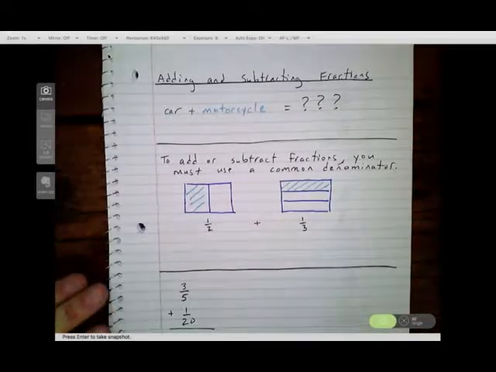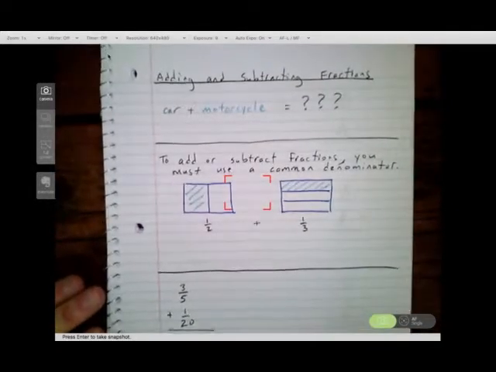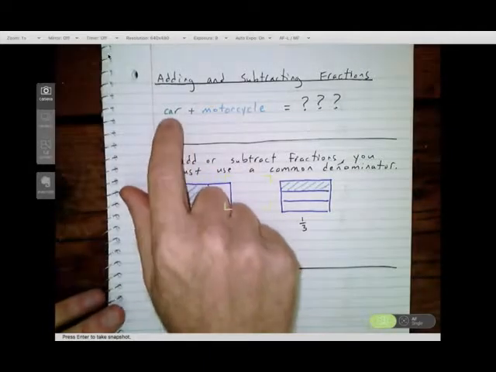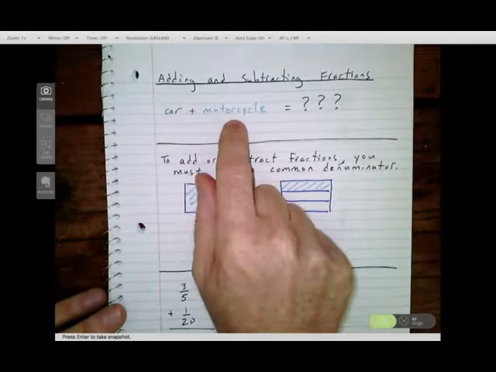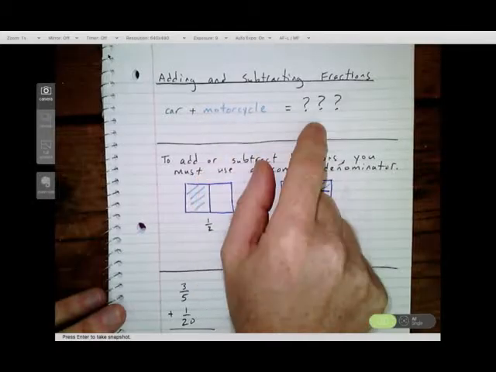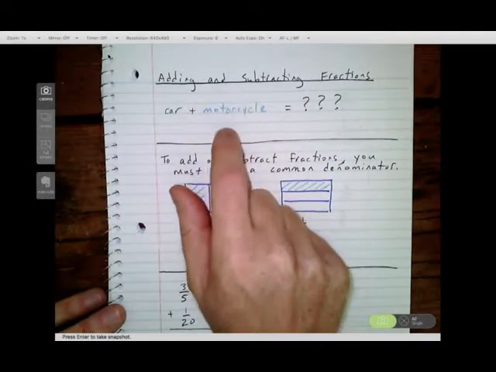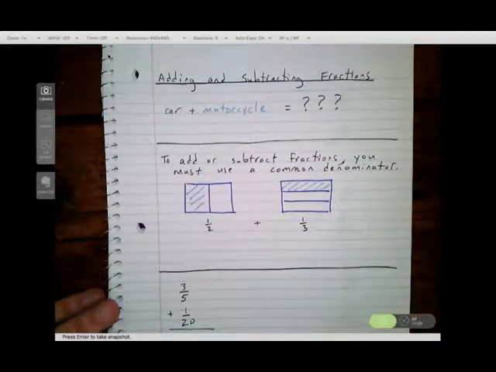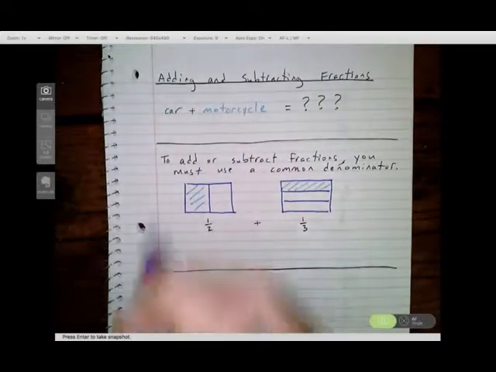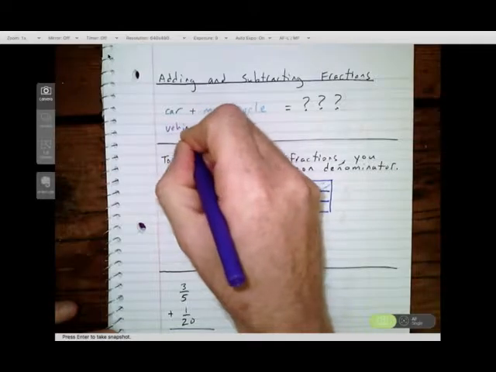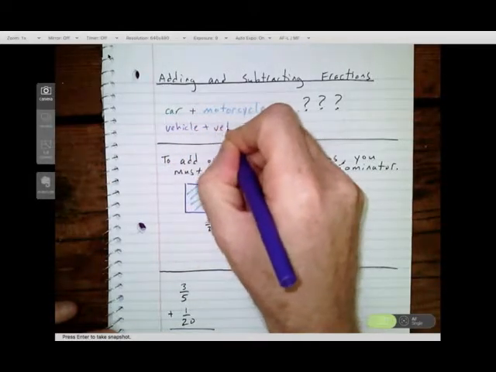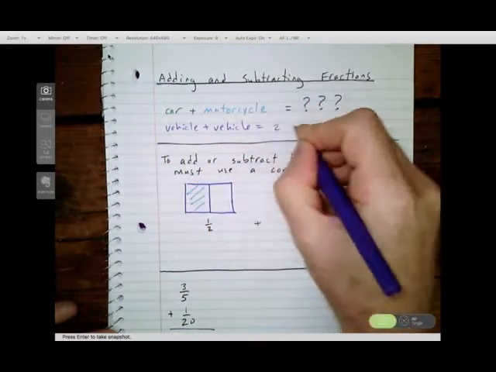So one way I like to think of this is, what's a car plus a motorcycle? Well, who knows, right? Is it a carter cycle or a mobile? I don't even know. But what we can do is think more generally and do a vehicle plus a vehicle. And in that case, we get two vehicles.